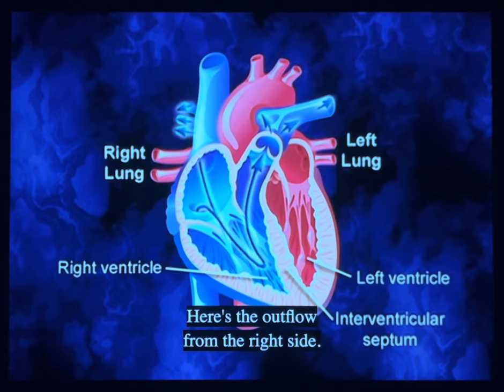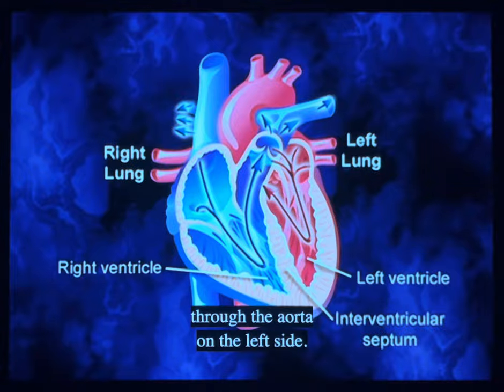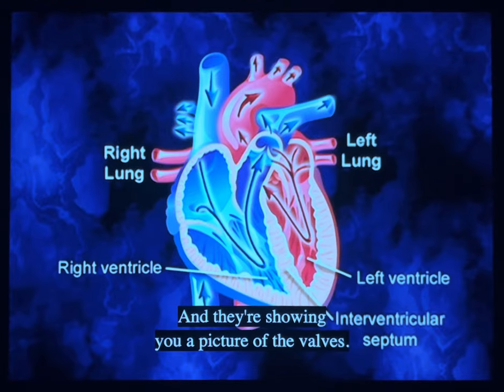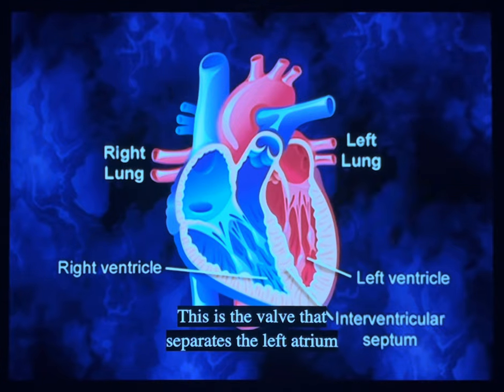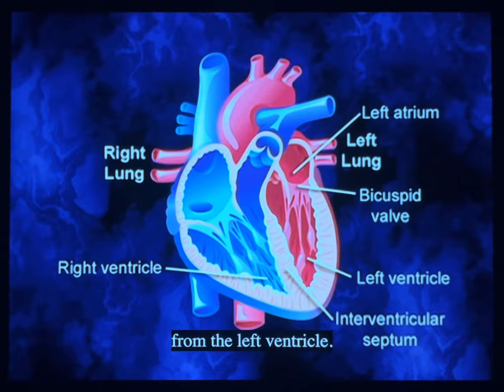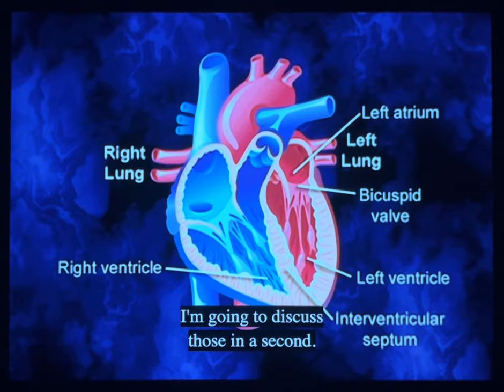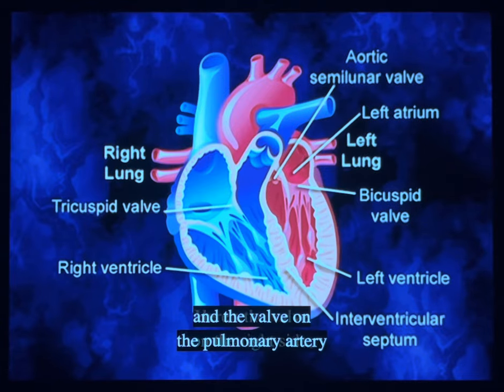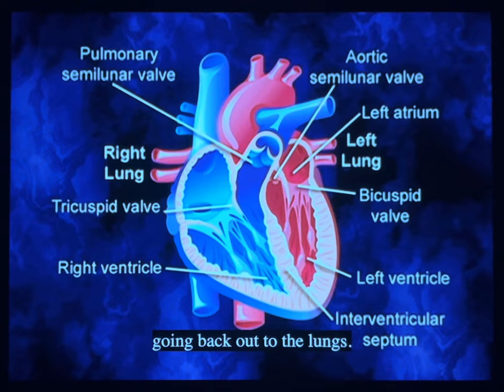Here's the outflow from the right side. Here's the outflow going behind it through the aorta on the left side. And then here is the blood coming back in to the right. And they're showing you a picture of the valves. This is the valve that separates the left atrium from the left ventricle. I'm going to discuss those in a second. Here's the valve in the aorta. Here's the valve on the right side and the valve on the pulmonary artery going back out to the lungs.